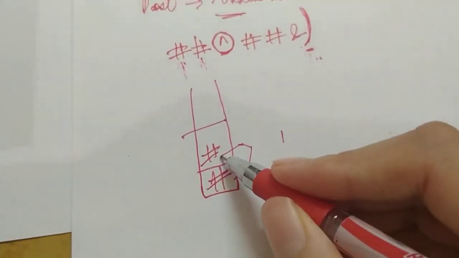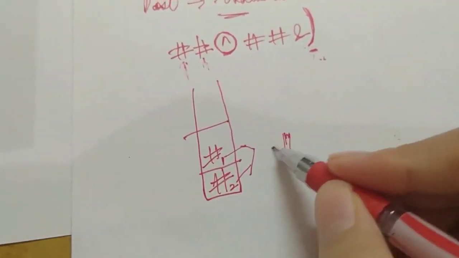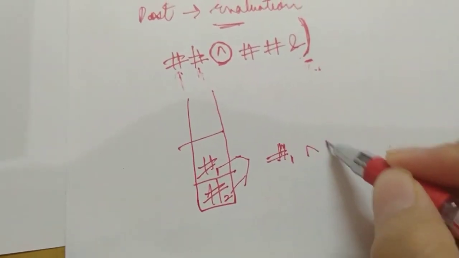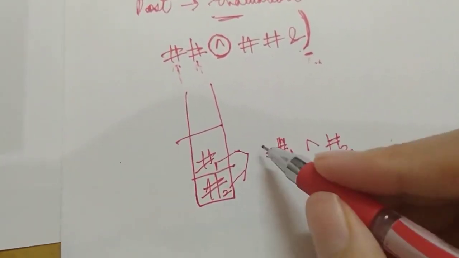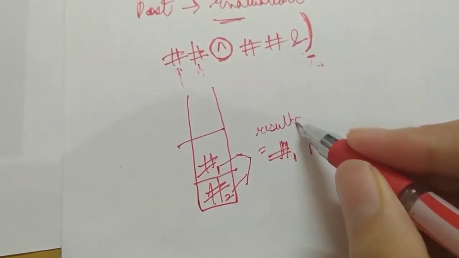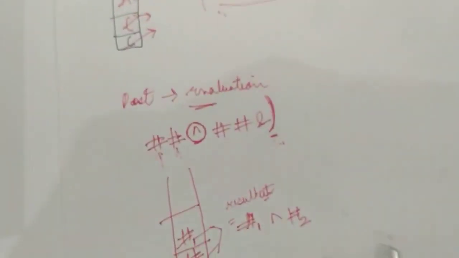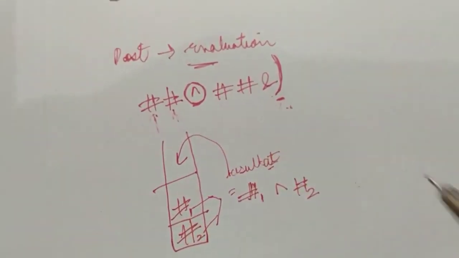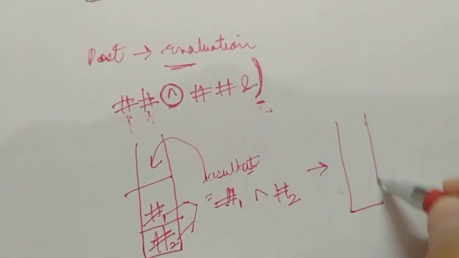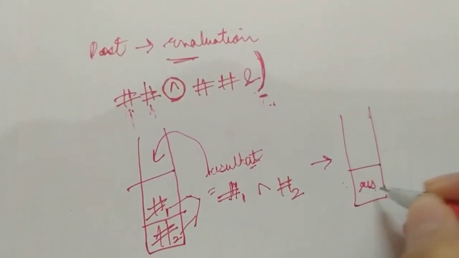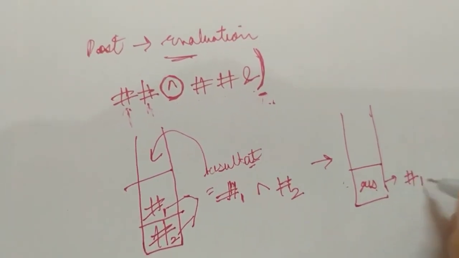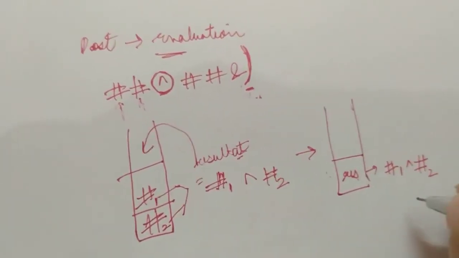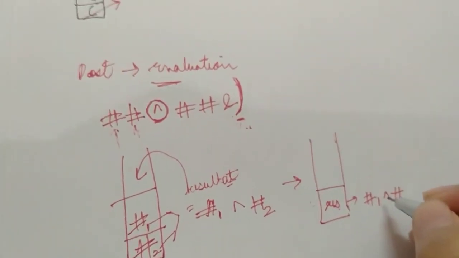Say this is #1, this is #2. We calculate #1 operator #2, and whatever the result is, we push it into the stack again. So the stack will look like #1 operator #2, which was the expression we first needed to evaluate.